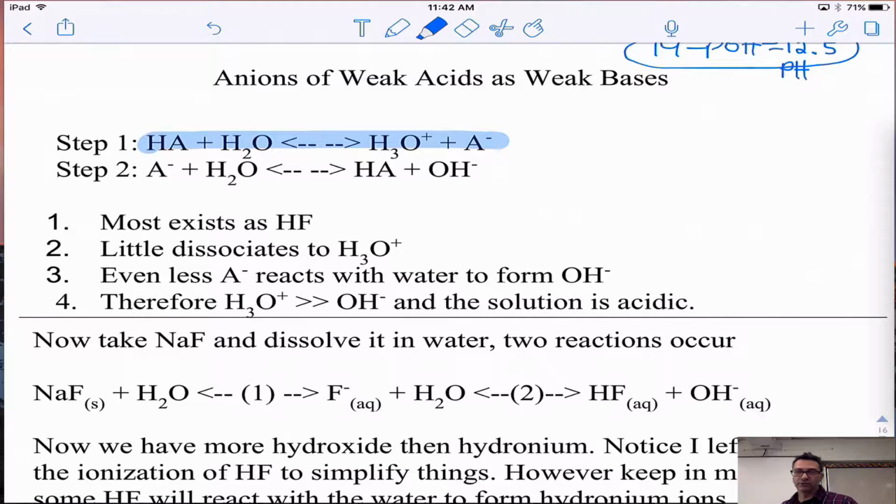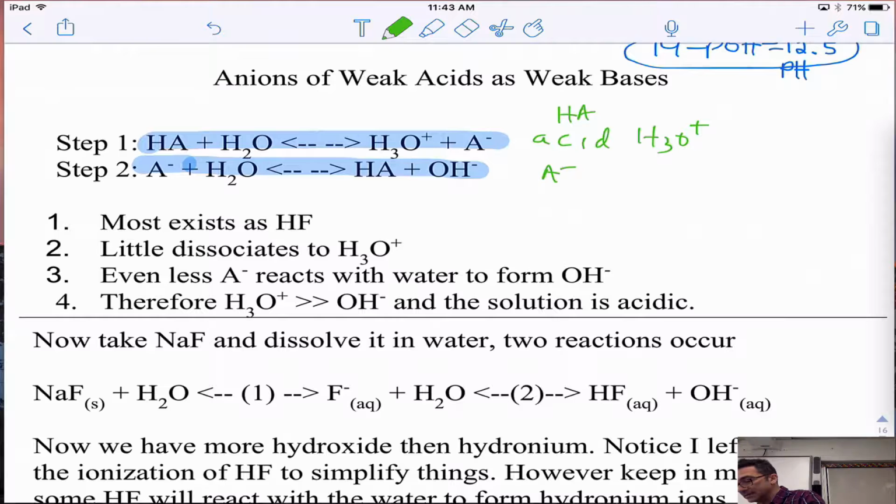But what I failed to mention so far, and what is actually really important that you take note of, is that A- actually has its own reactivity. That A- will react with H2O, and it will almost go in reverse. It will form HA again, and when it forms HA, it also forms OH-. So the top reaction here has HA as an acid producing H3O+, and the bottom reaction here has A- as a base producing OH-.